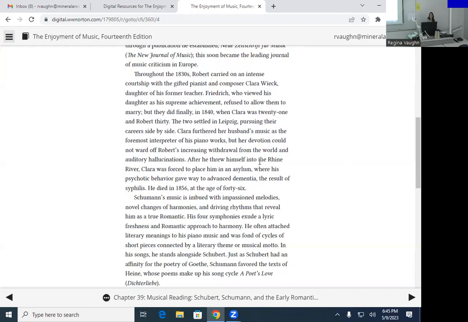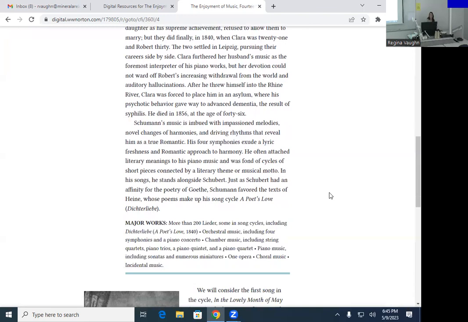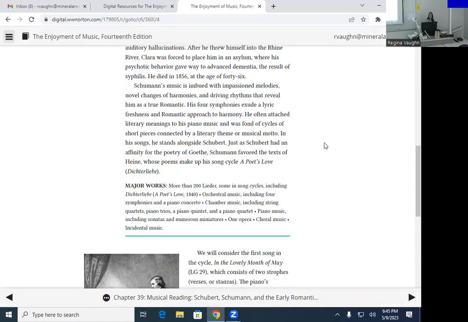Remember that after he was put in the asylum and after he died, Clara and her children were sort of looked after by Johannes Brahms, who was their friend and really had a major crush on Clara. Schumann's music is imbued with impassioned melodies, novel changes of harmonies, driving rhythms that reveal him as a true romantic. He has 4 symphonies. Probably could have written more had he not had the mental instability that he did.